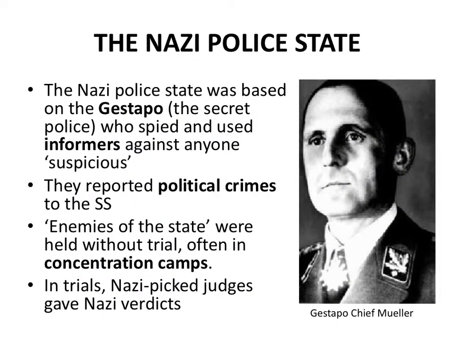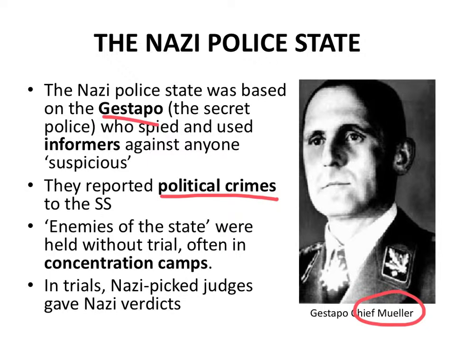The Gestapo then, okay, well the Gestapo were feared, they were the secret police. The leader of the Gestapo there, you can see his photograph, was Chief Muller. They dealt with what we call political crimes. Now, what was a political crime? Well, a political crime was anybody who basically opposed the Nazis.